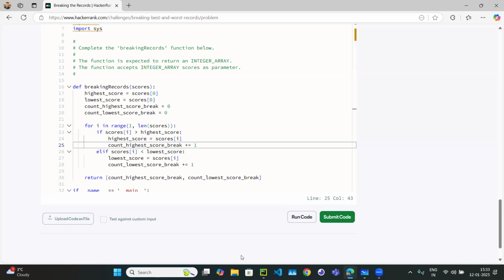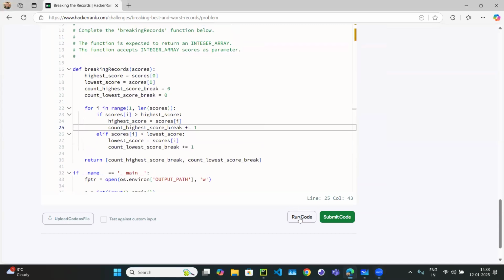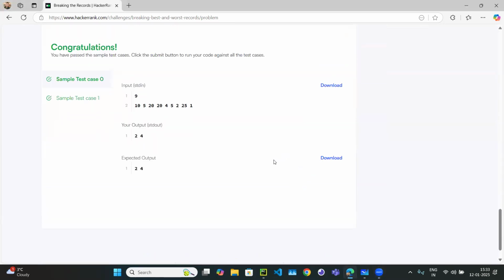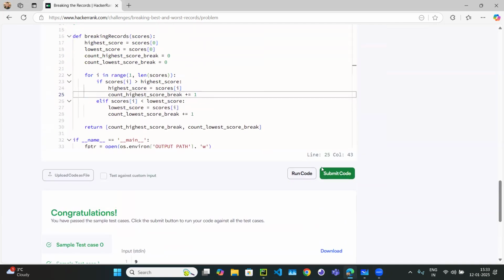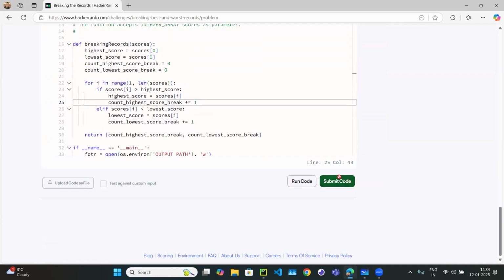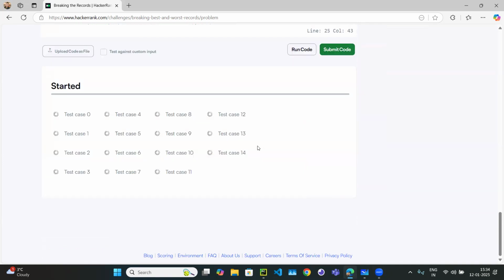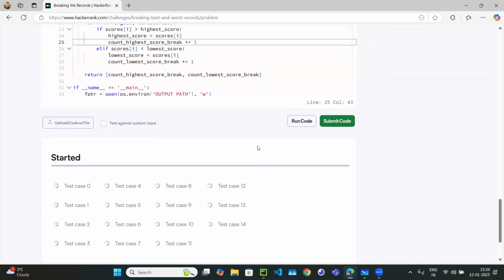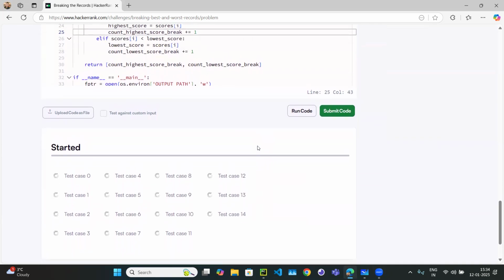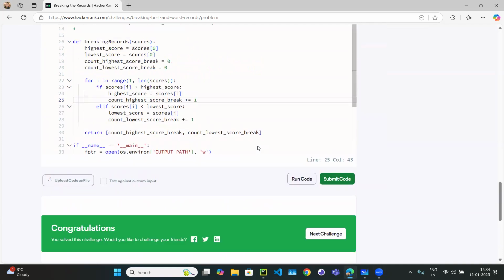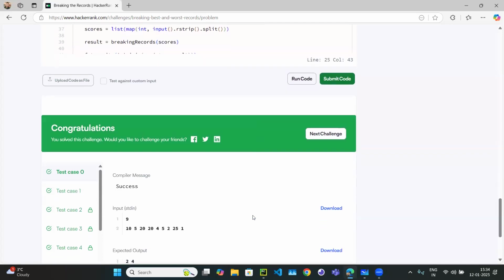Okay, so I think that's it. Let's try to run the sample test cases. The sample test case has been passed. So let's try to submit the code. Let's wait if there is any issue. So all the test cases have been passed.